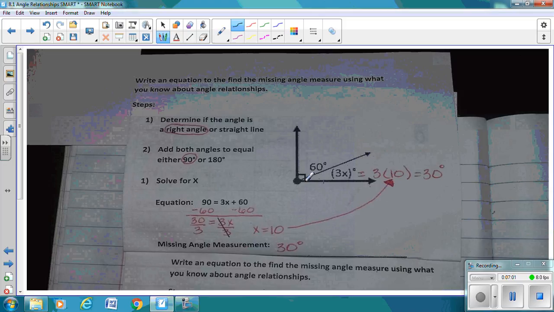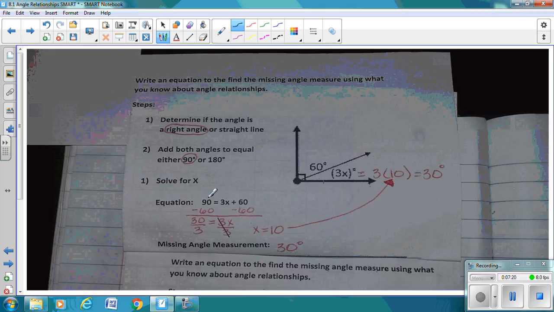Remember, we can't guess on anything. We have to know for sure. This lets us know for sure that this is a 90-degree angle. So we can add both of these angles, and they should equal 90 degrees. So here they're telling you to solve for x. This is how they set it up.